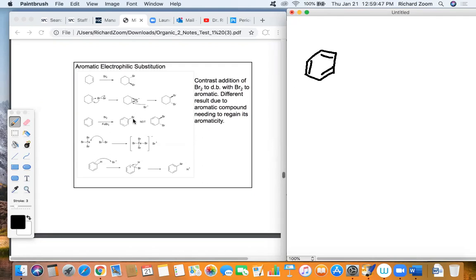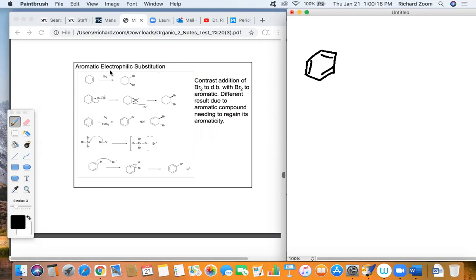All right. So what's going on is that we've got Br2. We've got this FeBr3. Now, the FeBr3 has to be in here. There's no way around it. What the FeBr3 does is it takes away the Br minus from the Br2 and leaves us with the Br plus. Now, this is called an aromatic electrophilic substitution because it's aromatic.